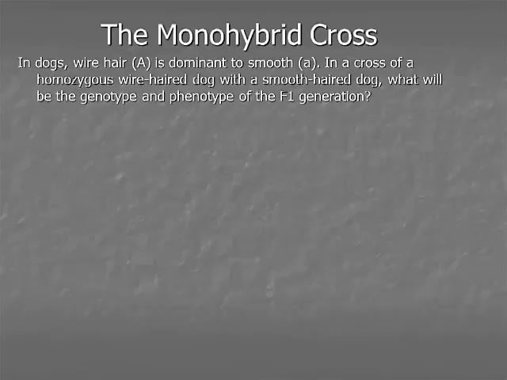In this example, in dogs, wire hair, A, is dominant to smooth, little a, and we cross a homozygous wire-haired dog with a smooth-haired dog. What will be the genotype and phenotype of the F1 generation? Remember, the first step is to make sure we make a key. Capital A is wire, little a is smooth.